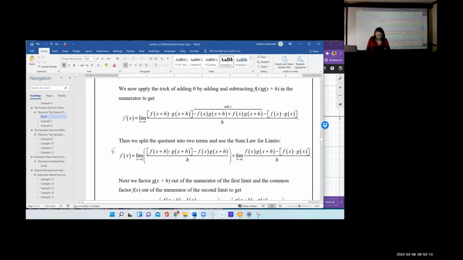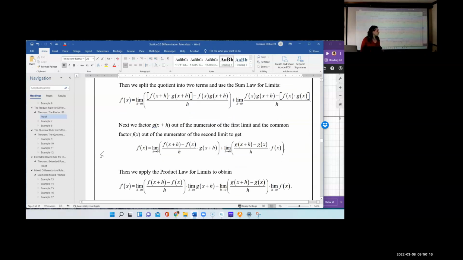So the next step is we're going to factor the common factor out of each of those terms. So we take the g of x plus h out of the first part, and then you can see that this part right here is a difference quotient. It's f of x plus h minus f of x over h. When you factor the f of x off the second half, you'll see that this part is the difference quotient, g of x plus h minus g of x over h. So this is what gives rise to the formula. Then we split the limit among the product, because you're allowed to do that with limits.